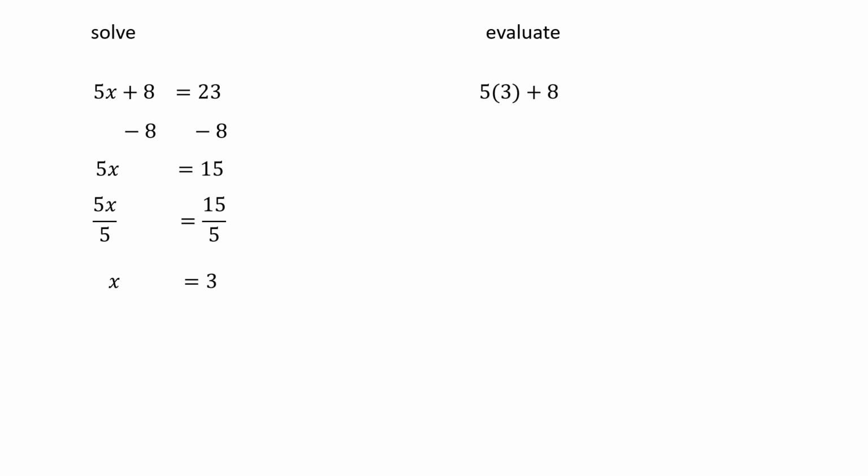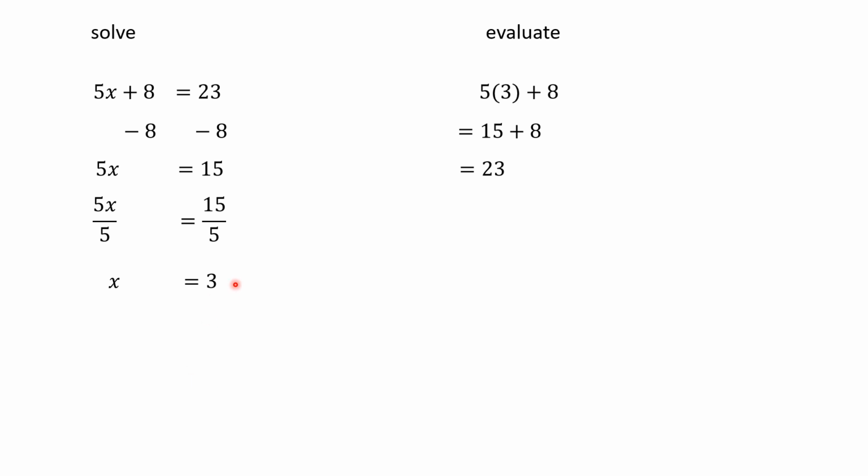Gee, I wonder what the answer is going to be. I see 5 times 3 plus 8. So first, I will actually do the multiplying. 5 times 3 is 15. Now I'll do the adding, and I get 23.